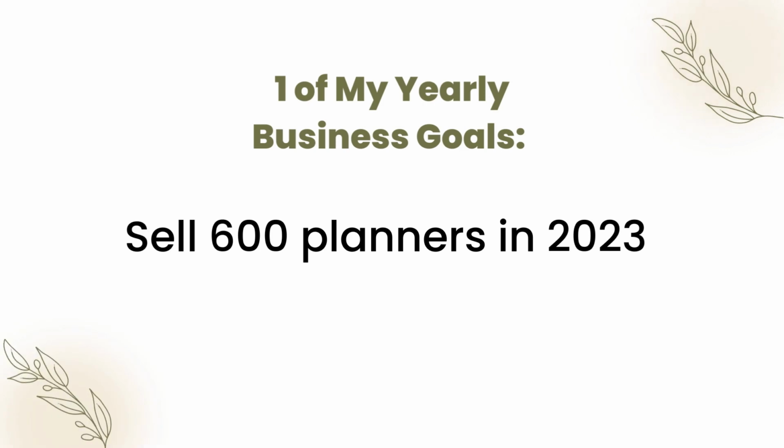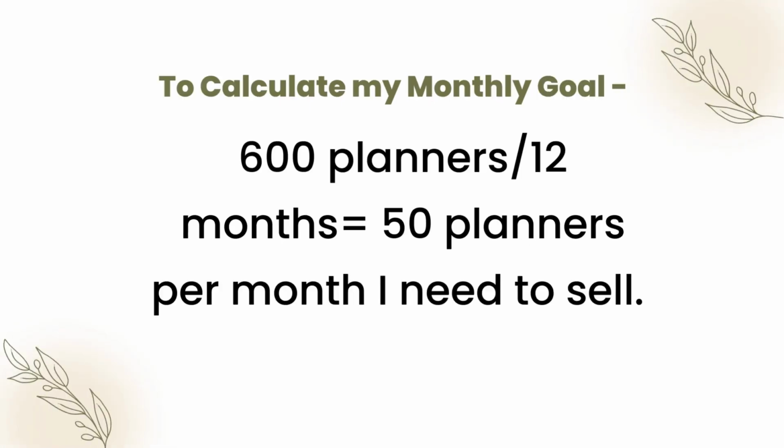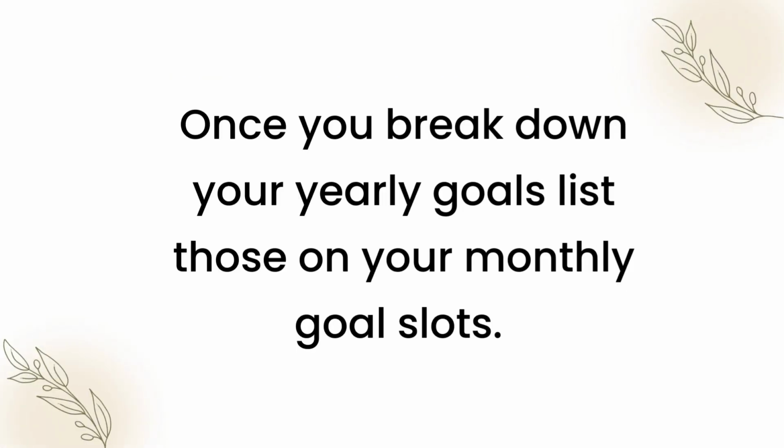First, let's start with one of my business goals, which is to sell 600 planners in this year. So really easy math to do here is you take 600 planners divided by 12 months, and you get 50 planners per month. So now for every single one of my monthly goals in my business section, I am going to write sell 50 planners.